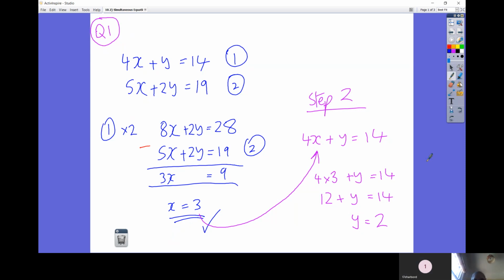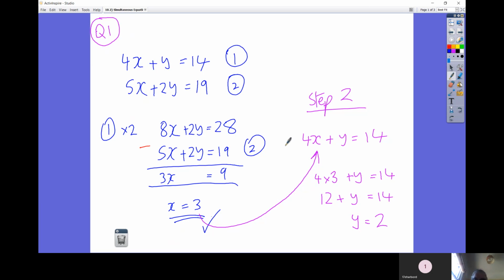So the bit in blue, Emma, you did absolutely fine. For question 1, you took the first equation, and then you realized you had to double everything. So you got your 8x and your 2y equaling 28, and you correctly took away 5x plus 2y equals 19, giving you 3x equals 9, and you worked out that x was 3. So perfect, well done. If that had been a question that I was marking, that would already have given you 2 marks out of 3 or 3 marks out of 4. So it's only the bit in purple that you're getting wrong at the moment, okay?